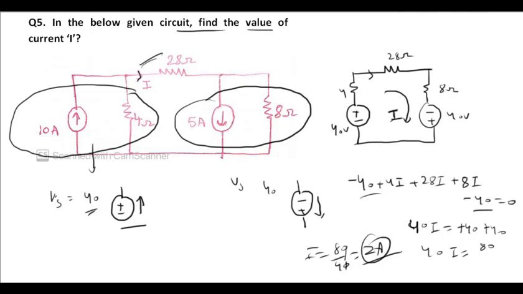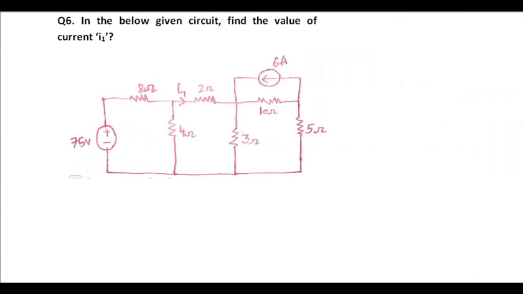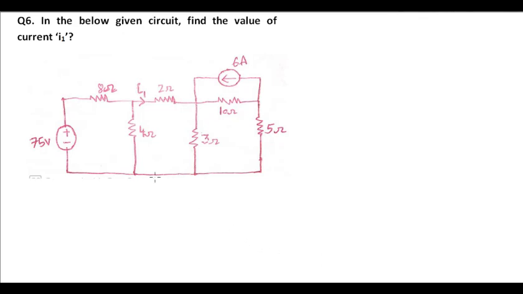Now question number 6, which is also based upon source transformation. This is a very good question. How can we solve this question? I am applying source transformation here, and I am redrawing the circuit like this.